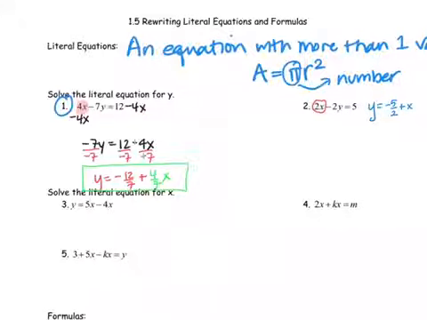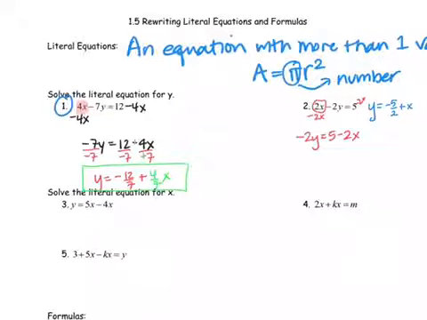Okay, y equals negative 5/2 plus x. And you might think, how did that happen? Well, we're going to subtract 2x from both sides. That needs to go. And I'm going to be left with negative 2y equals 5 minus 2x.